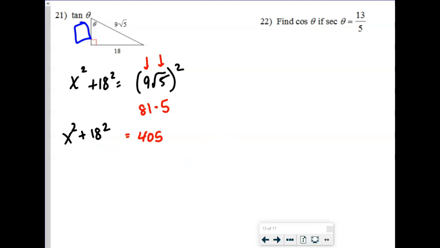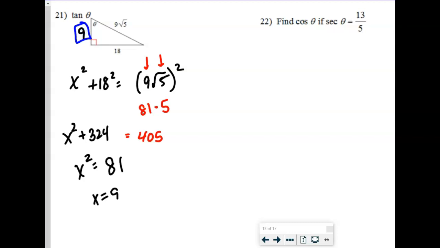What's that, 324? 18 squared? Okay, I'll write that down. So subtract 324 from both sides, and you get 81, and then you get x equals 9. And again, that's great, but that's not even what they asked for. That was just us finding the side we needed. So if x equals 9, that's that missing leg.